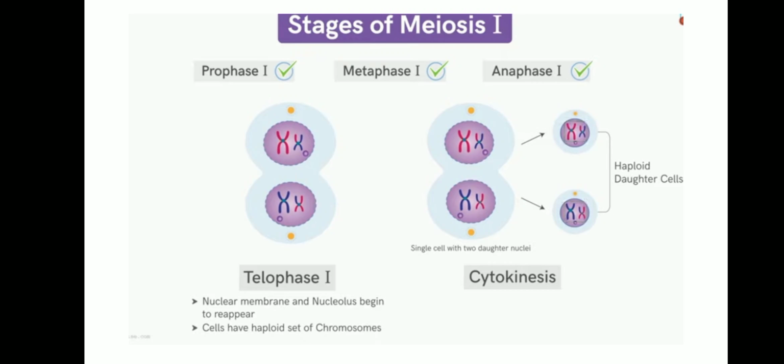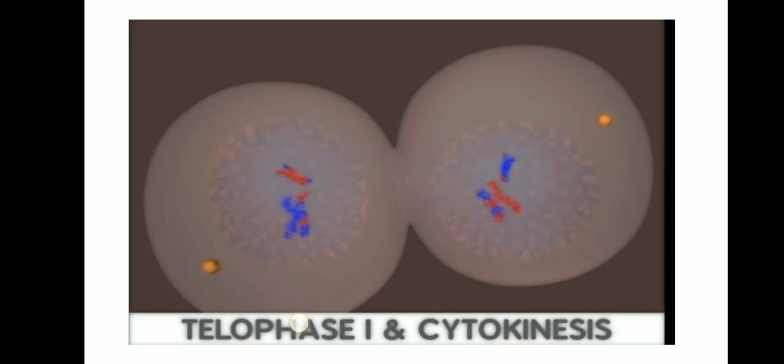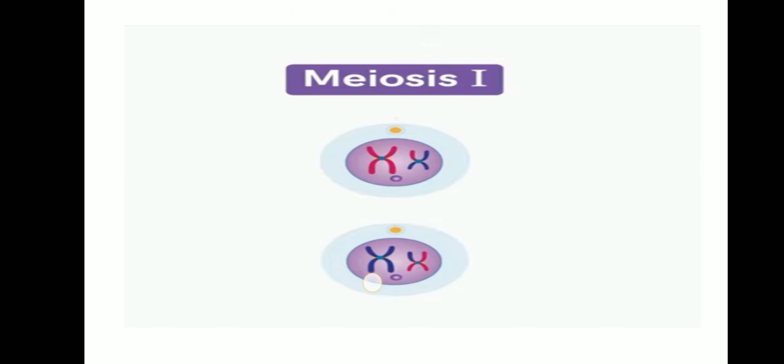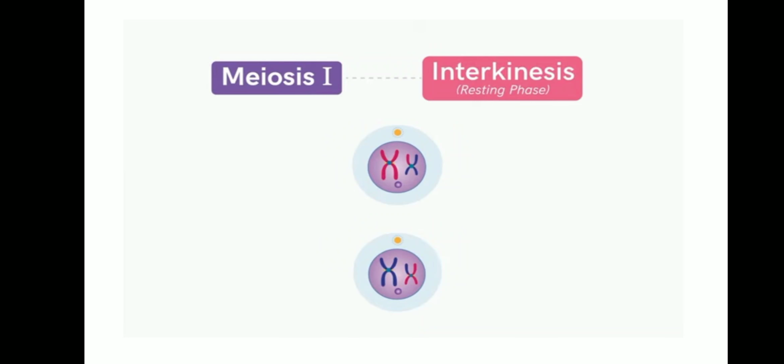So cytoplasmic division occurs and 2 haploid cells are formed. Now finally, in the stage of meiosis I, what is happening? 2 daughter cells are produced from the parent cell. Okay, and next again it continues, it is not stopped. Now 2 daughter cells are formed, and with that meiosis I is over, and next meiosis II starts.